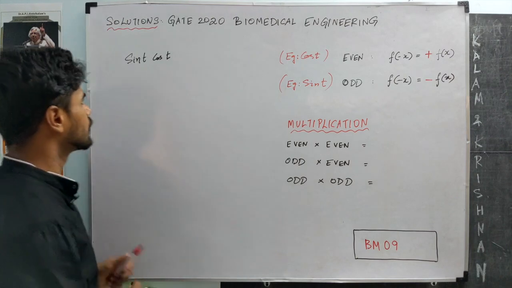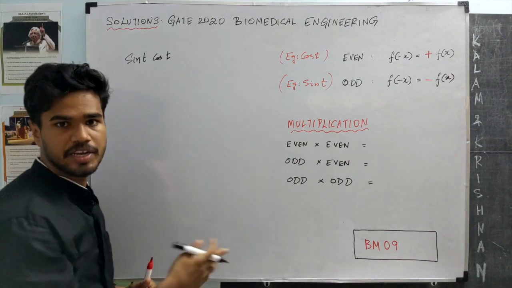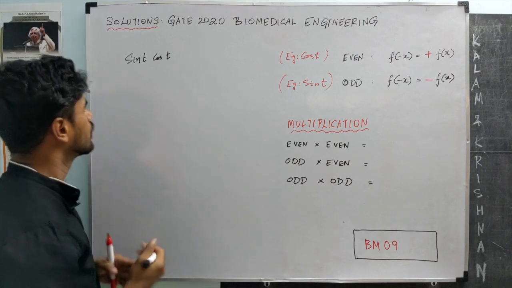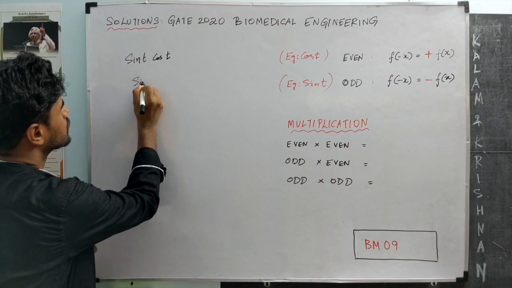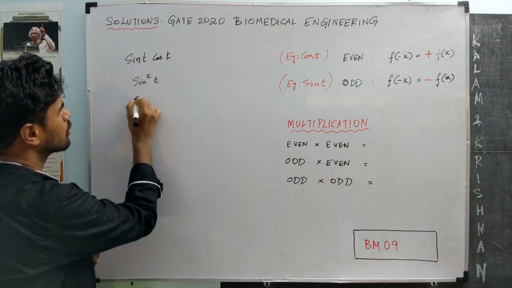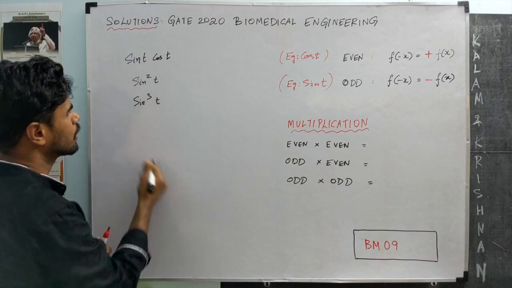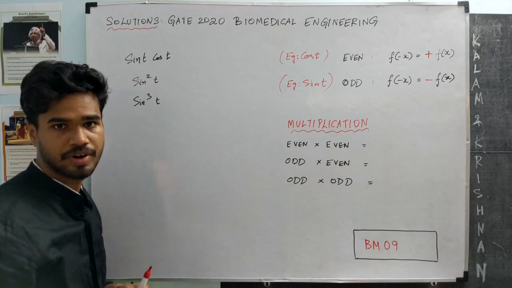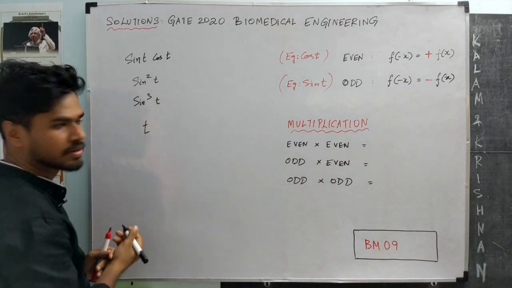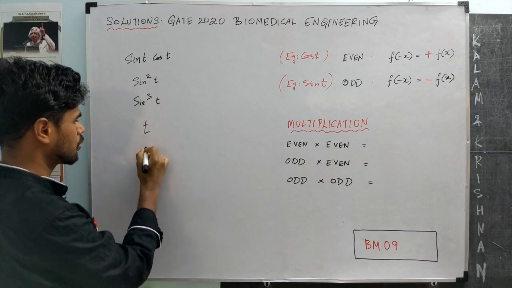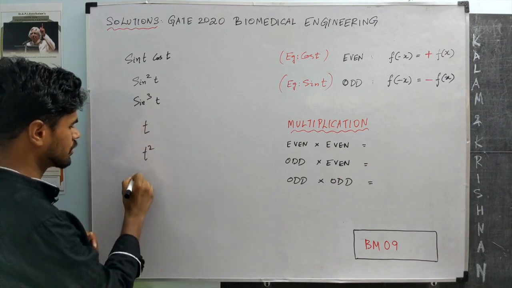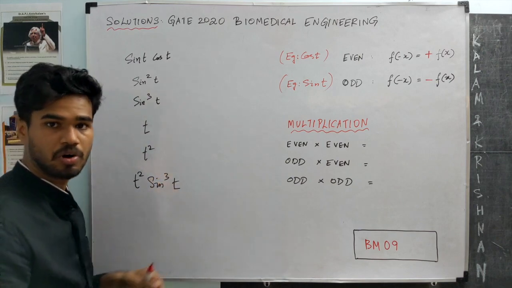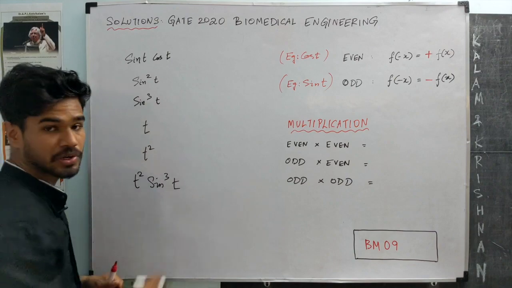See, in the first part, we noticed that sin t cos t is sin 2t, hence we categorized it as an odd function. Right? But how about, say, sine square of t? How about sine cube of t? What if we do not remember the trigonometric identities to reduce them into simpler forms? How about t, where it's just a function of time? How about t square? How about t square sine cube of t? In this part, we'll learn to identify whether these functions are even or odd.